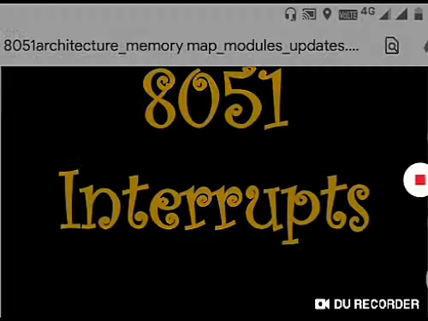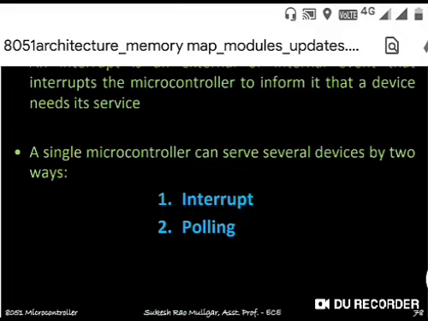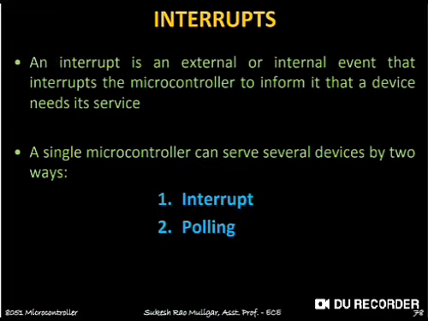Hello, good morning everyone. Today we will see 8051 interrupts. 8051 interrupts are basically used for interfacing many of the IO devices. There are two types of interrupts in 8051, that is external as well as internal, or you can also categorize them as software and hardware interrupts.